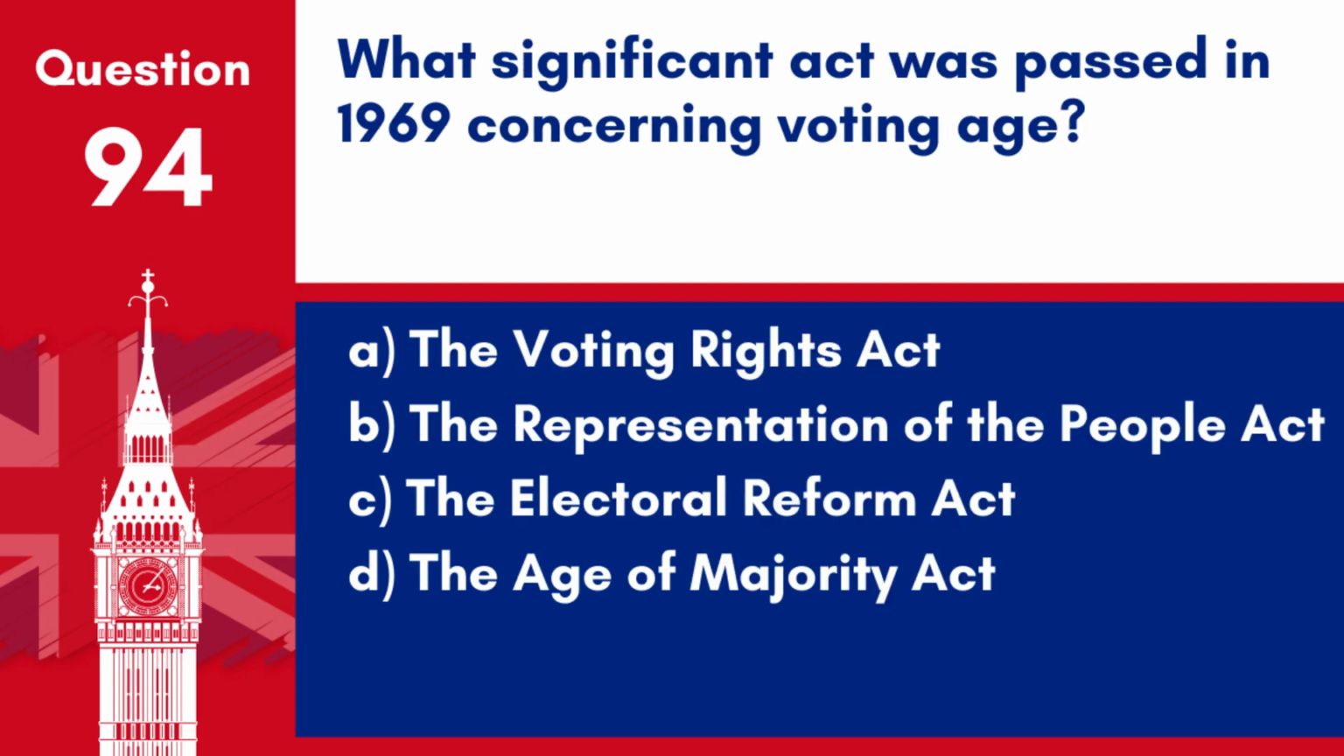Question 94. What significant act was passed in 1969 concerning voting age? A. The Voting Rights Act. B. The Representation of the People Act. C. The Electoral Reform Act. D. The Age of Majority Act. Answer: B. The Representation of the People Act. The Representation of the People Act, passed in 1969, lowered the voting age from 21 to 18, expanding the electorate.